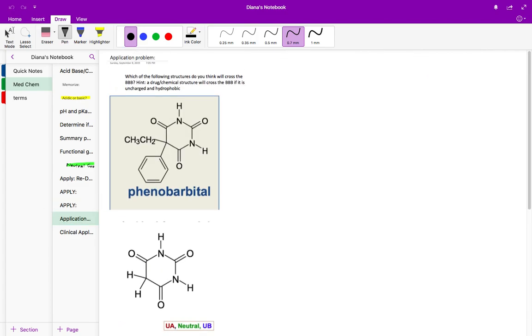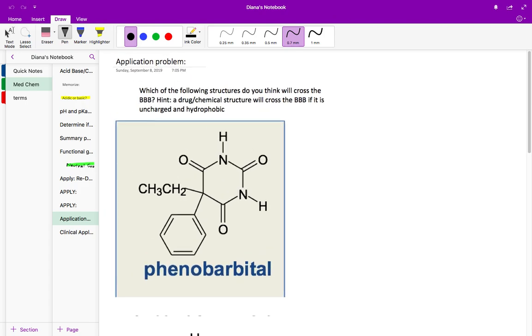Now the next question I want to go over is, which of the following structures do you think will cross the blood-brain barrier? And again, we have that same hint: a drug chemical structure will cross the blood-brain barrier if it is primarily in the uncharged or the unionized form and is hydrophobic. So again, it's about whether it is uncharged or charged based on the Henderson-Hasselbalch equation and pH versus pKa and all that we've been doing. It's all about percent unionized, percent ionized. So we need the majority to be unionized for it to more readily cross the blood-brain barrier.